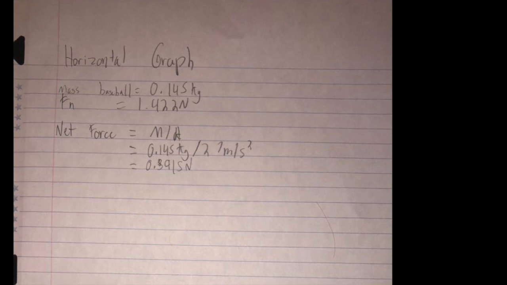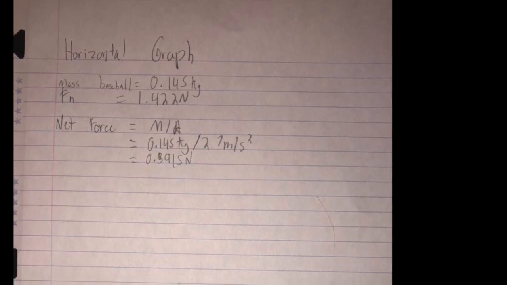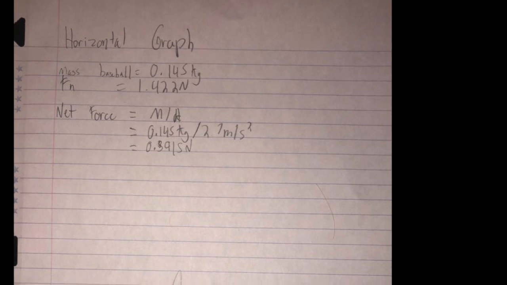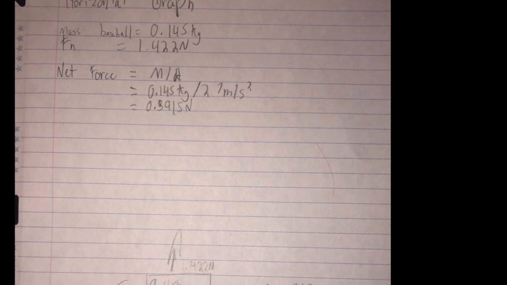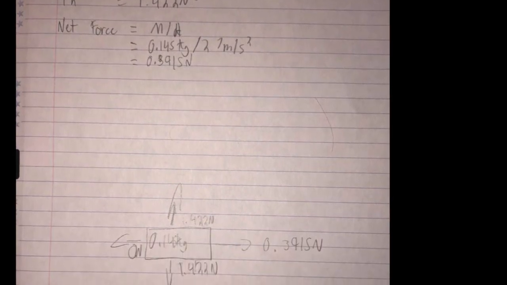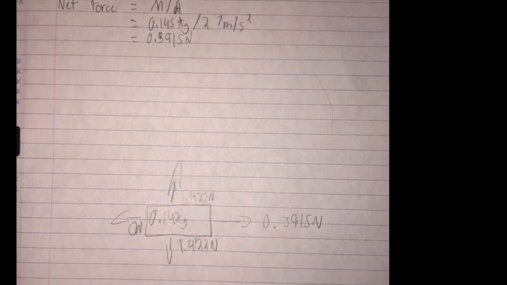For the horizontal graph, we know that the mass of a baseball is 0.145 kilograms and the normal force is 1.422 newtons. To find the net force, we have to do the mass times the acceleration, which is 0.145 kilograms times 2.7 meters per second squared, which gives us 0.3915 newtons of net force. This gives us our force diagram. We have an applied force of 0.3915 newtons, and then we have the force of gravity of 1.422 newtons, and we have negligible friction, which means pretty much zero, so we put 0 newtons of friction.